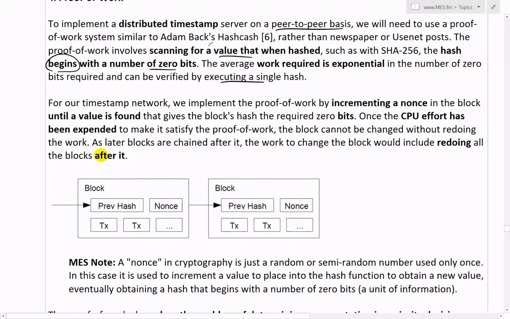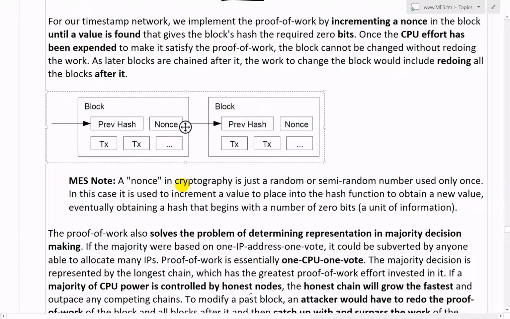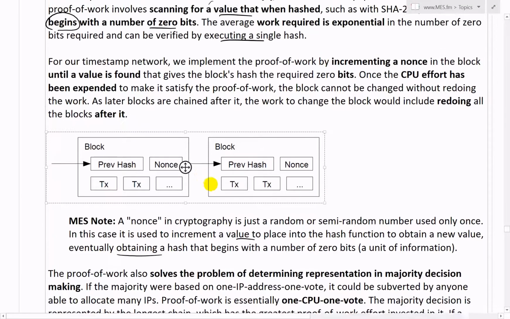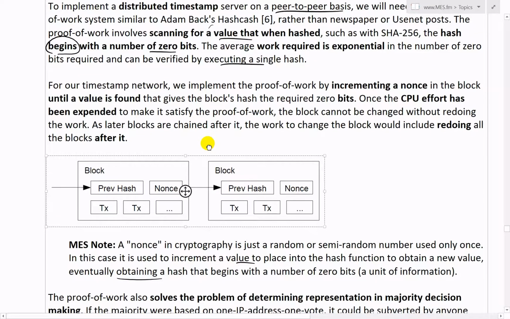For our timestamp network, we implement the proof of work by incrementing a nonce, and I'll go further into the nonce later. But a nonce in cryptography is basically a random or semi-random number used only once. In this case, it is used to increment a value to place into the hash function to obtain a new value, eventually obtaining a hash that begins with a number of 0 bits. Again, bits are units of information. I'll go over nonce and bit after this. So basically, you increment the nonce in the block until a value is found that gives the block's hash the required 0 bits.